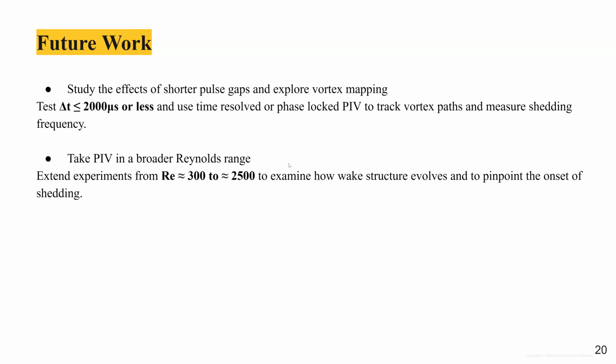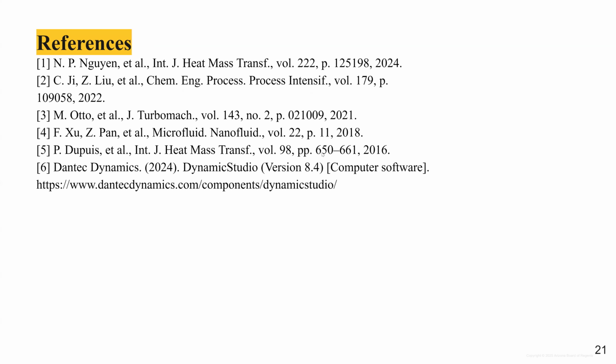For future work, I will test shorter pulse gaps below 2,000 microseconds with time-resolved or phase-locked acquisition to track vortex paths and measure shedding frequency. I will also extend the Reynolds number from about 300 to about 2,500 to map wake evolution and identify the onset of shedding. Here are the references.